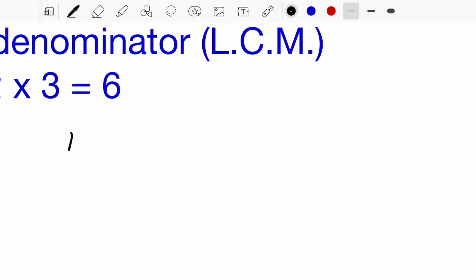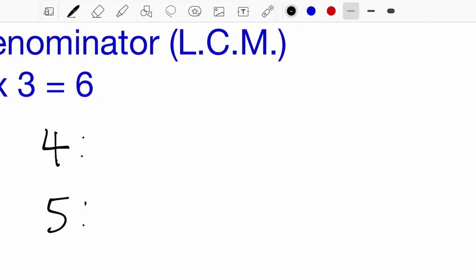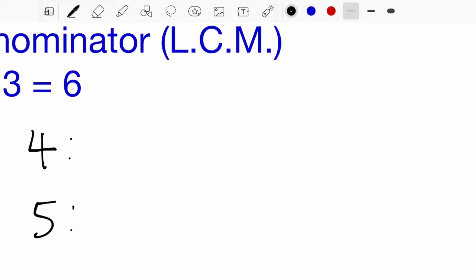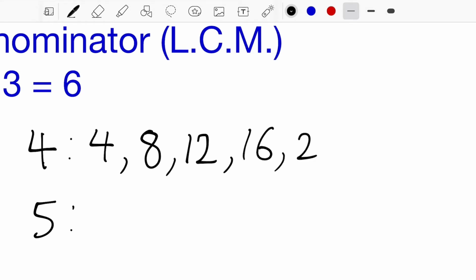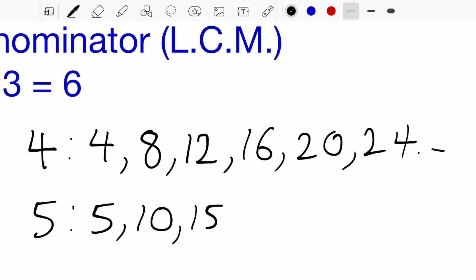So let's look at two numbers, 4 and 5. What are the first few multiples of 4? So the first multiple will be 4 times 1 is 4, then 4 times 2 is 8, 4 times 3 is 12, 4 times 4 is 16, followed by 20, 24, etc. The first few multiples of 5 will be 5 times 1 is 5, 5 times 2 is 10, 15, 20, 25, etc.